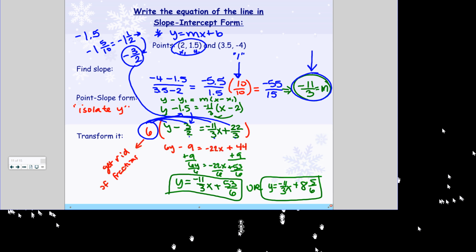Or you could convert that last y-intercept to a mixed number. You certainly don't have to for my class, though. You can always leave them as improper fractions as long as they are simplified. That's probably one of our more involved problems because of all the decimals and fractions in it, but certainly we have the skills to be able to do that.